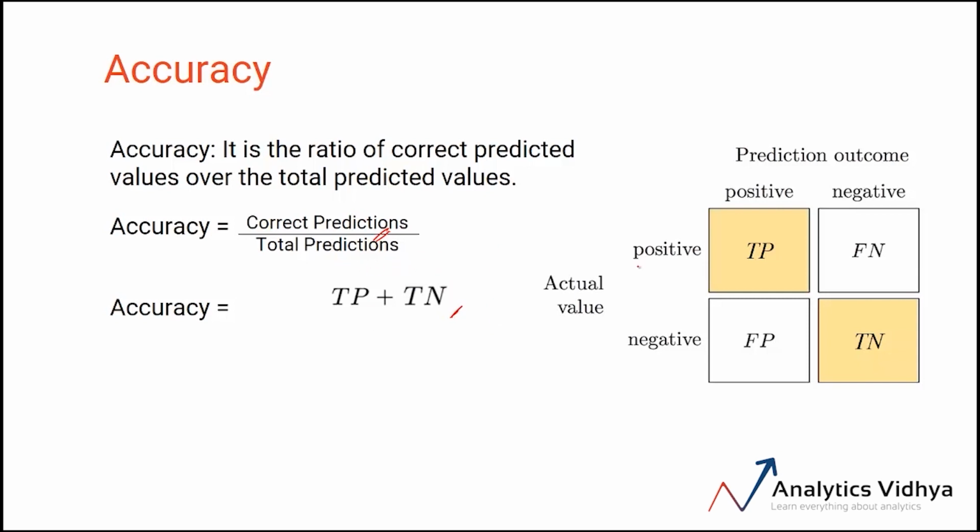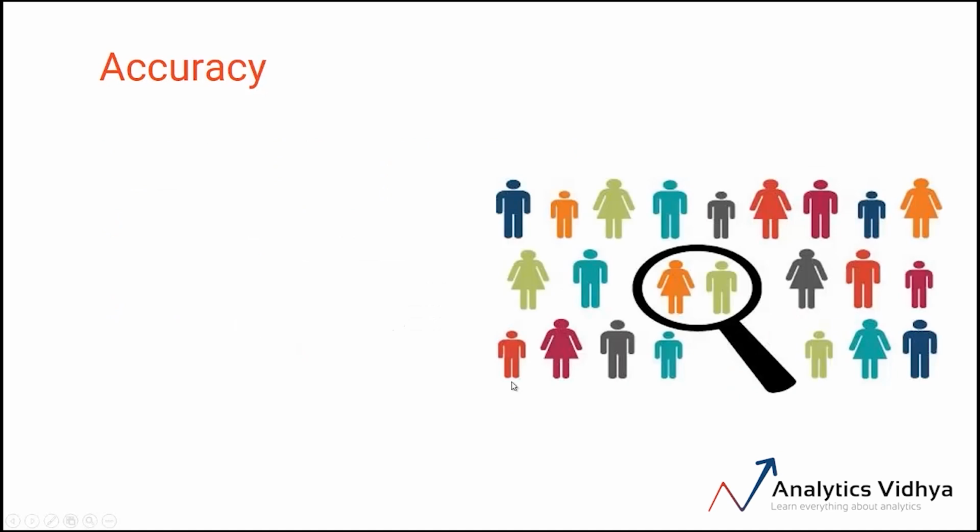So the total predictions would include all these 4 values, right? So I can write accuracy as true positive plus true negative upon true positive, false negative, false positive plus true negative. Pretty straightforward, right? Let's take up an example to understand how accuracy works. Suppose there's a group of 500 people who undergo a cancer diagnostic test. 6 patients are tested positive. That is, it's detected that 6 of these people have cancer, whereas the other 494 were cancer-free.